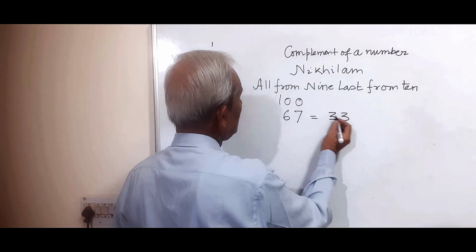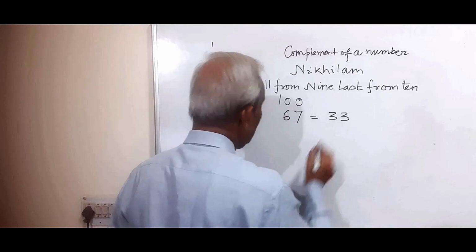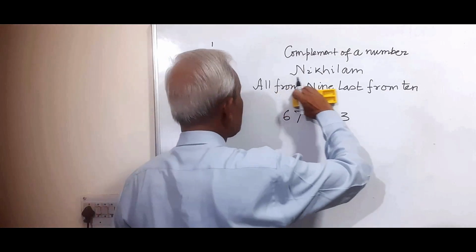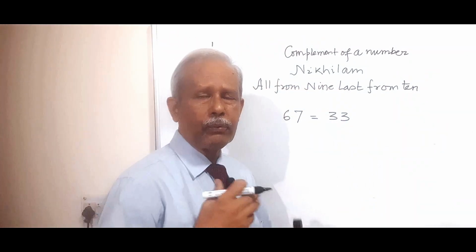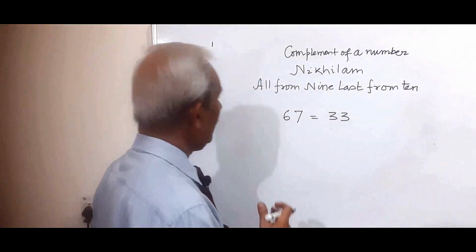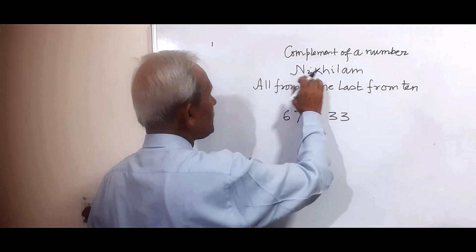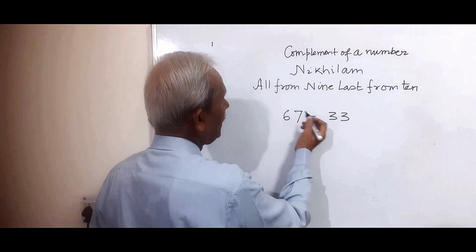10 minus 7 is 3, 1 carry, 6 plus 1 is 7, 10 minus 7 is 3, and all that. This entire process is done here. But our sutra says all from 9, last from 10. Whenever you have to subtract like this from its base, we need not do this actual subtraction that we do. What you will do is all from 9, last from 10.